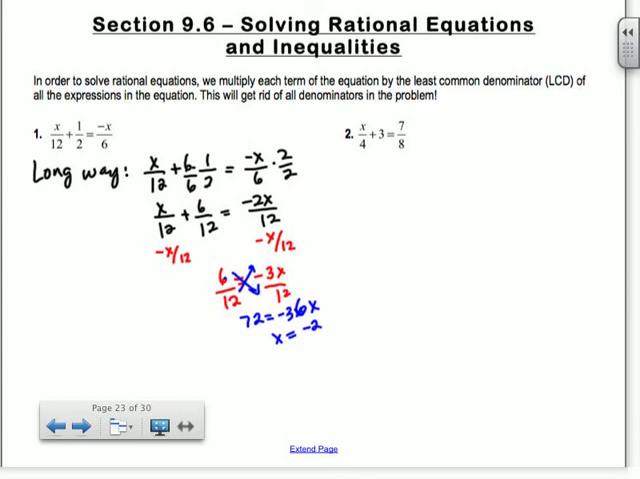All right, kind of a long process. You're dealing with fractions throughout. And a lot of you guys have fraction phobia, and you don't like fractions. So we need to try to find a way to avoid fractions if possible. All right, so we're going to try to avoid them if possible. So we're going to do what I call the shortcut.